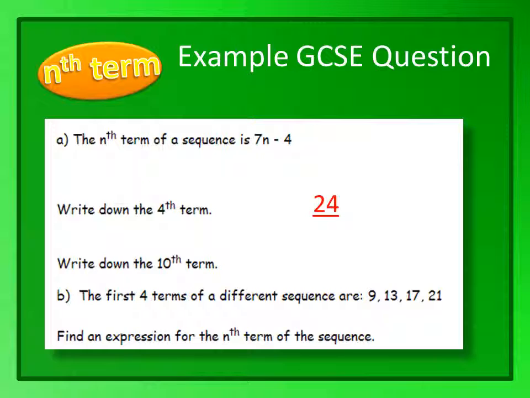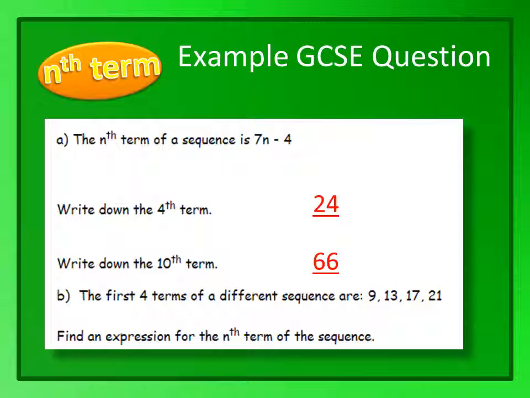The next part asks me to write down the 10th term. So this time, I'm just going to say that n equals 10. I'm going to do 7 times 10, which will give me 70. Take away that 4, which it says to do in the rule, and I've got 66. So 66 must be the 10th term of my sequence, which is described by 7n minus 4.